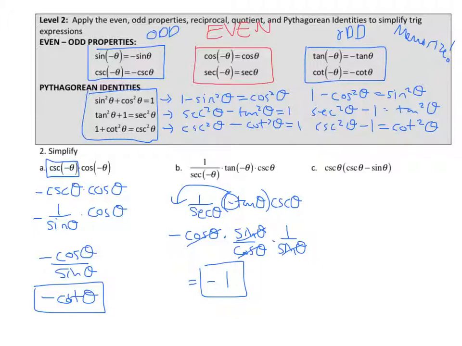Okay, so on to our next example. We need to distribute in part C. So if I multiply cosecant theta times cosecant theta, I get cosecant squared theta. And then cosecant theta times sine theta.